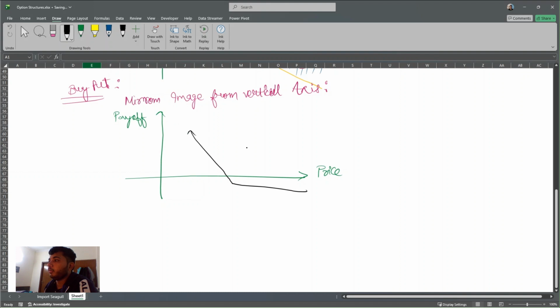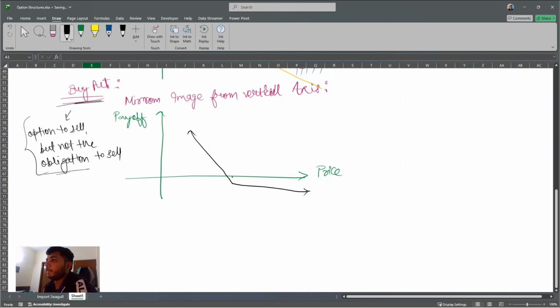Cool. What does it mean here? Option to sell, but not the obligation to sell. This is the simple intuition that buy put is conveying. So you bought an option, which means you have paid a premium. So this is the premium that you have paid.